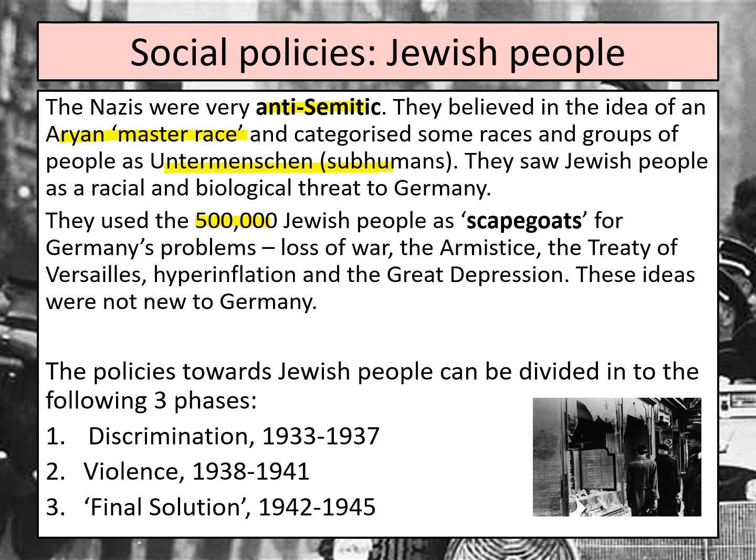The Nazis blamed them for the loss of the First World War, the signing of the armistice, the Treaty of Versailles, and all the economic problems that came after, for instance, hyperinflation. So they started persecuting Jewish people right from the beginning of when they came to power. You can see there are three different phases of their policies towards Jewish people. It started with a phase of discrimination between 1933 and 1937. It then turned violent with the Night of Broken Glass in 1938, and by 1942 it had become a phase called the Final Solution. We'll talk about what they did to Jewish people through these three different phases.